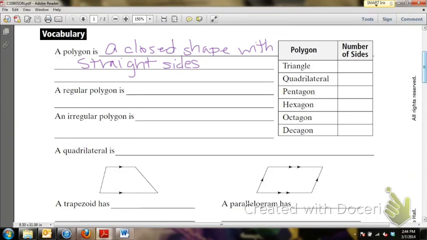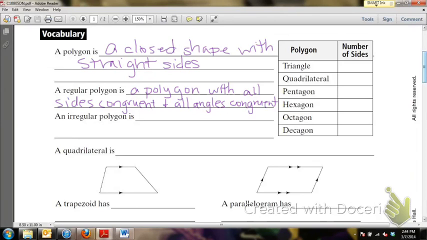Okay, so it has to be closed, meaning there can't be any pieces not connected, and all the sides have to be straight. It can't be any curvy sides. A regular polygon is a polygon with all sides congruent, meaning they're the same length, and all angles congruent. So basically everything matches.